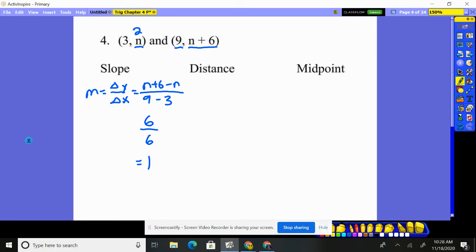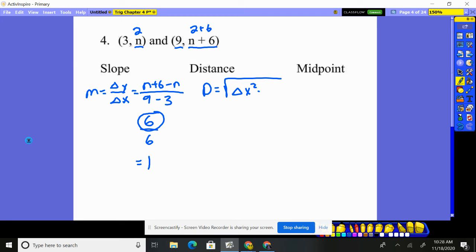Let's say n was a 2. This would be 2 plus 6, 8. Notice the difference between 8 and 2 is 6. No matter what, the n's are the same. You're adding 6. So the height is going to go up by 6 no matter what n is. That's why you had a change in the y's of being a 6. And the denominator was a 6 because the difference between 9 and 3 was 6. So slope of 1.